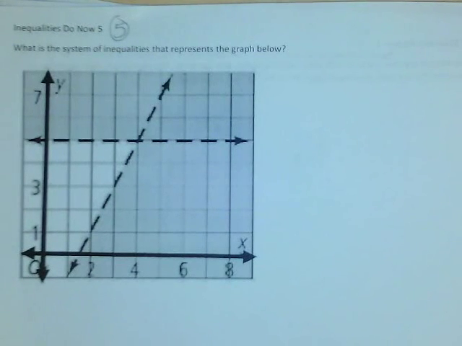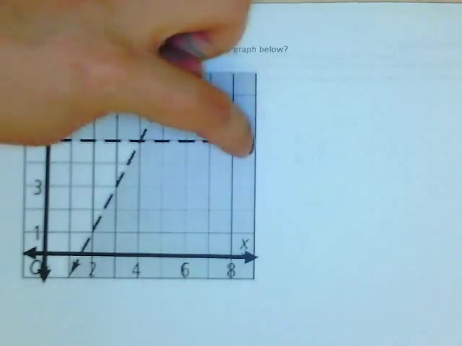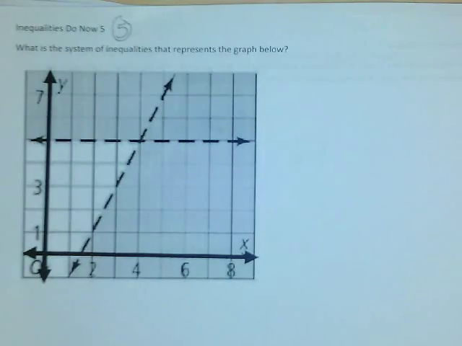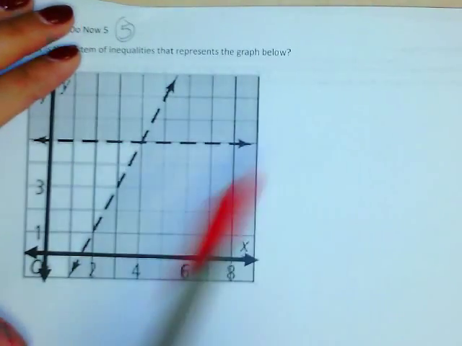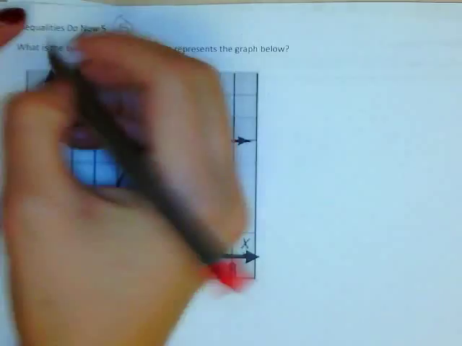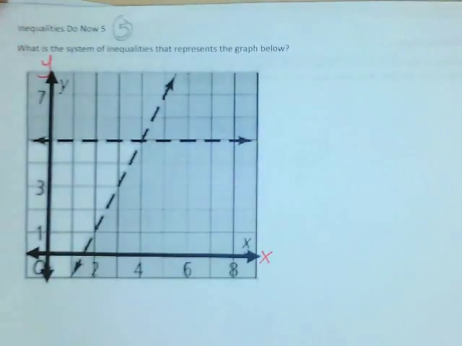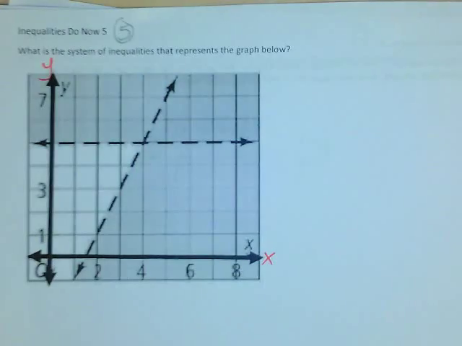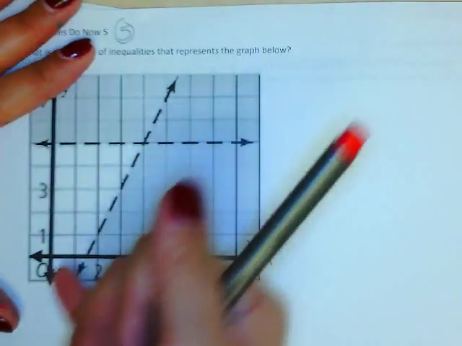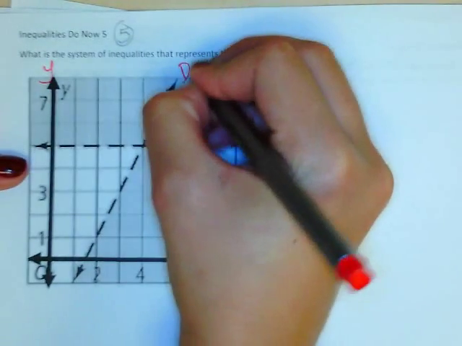Okay, so number 5, they give you 1 and 2 lines, and this is your x and your y axis. Okay, it's right here too in the print. And we need to show the inequalities that represent this graph. So we're kind of working backwards. Okay, so I'm going to start with this dashed line. I know it is dashed.